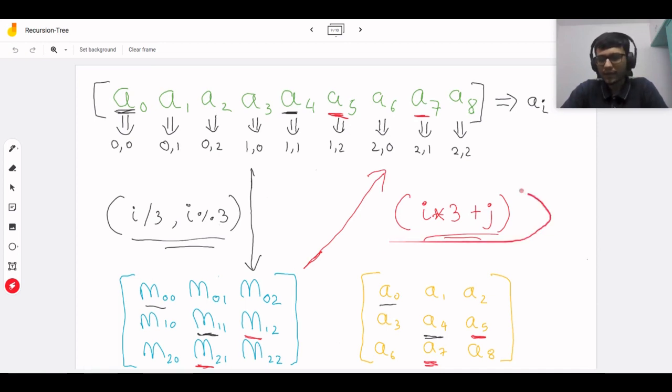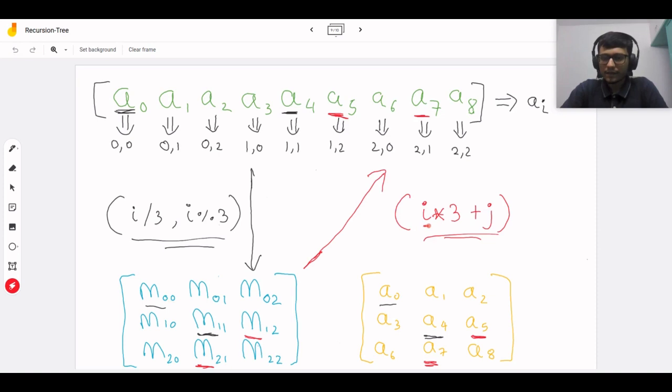So in order to do that mapping we use this formula, as I said, i into 3 plus j. In general it is i into n plus j, where n is the size of the row, but here since we have a 3x3 matrix, the size of the row is 3, so it is i into 3 plus j. So let us see how this formula enables us to do the mapping. Let us work out a few examples.